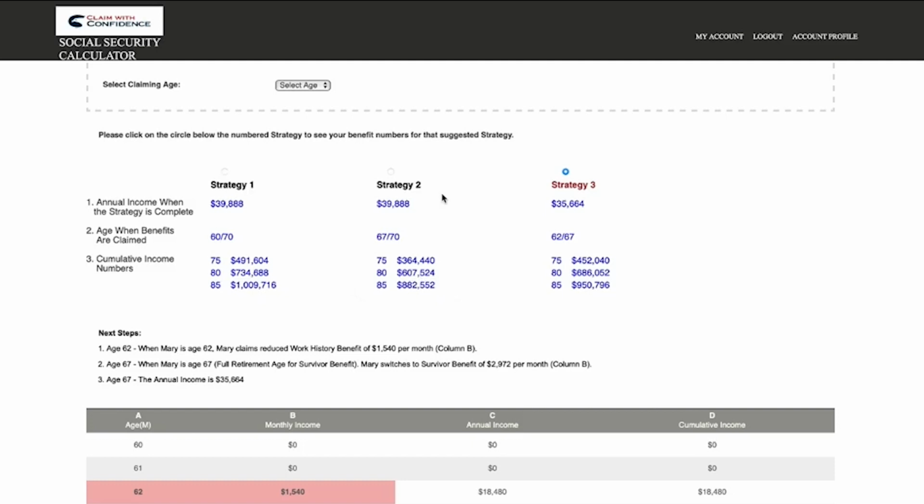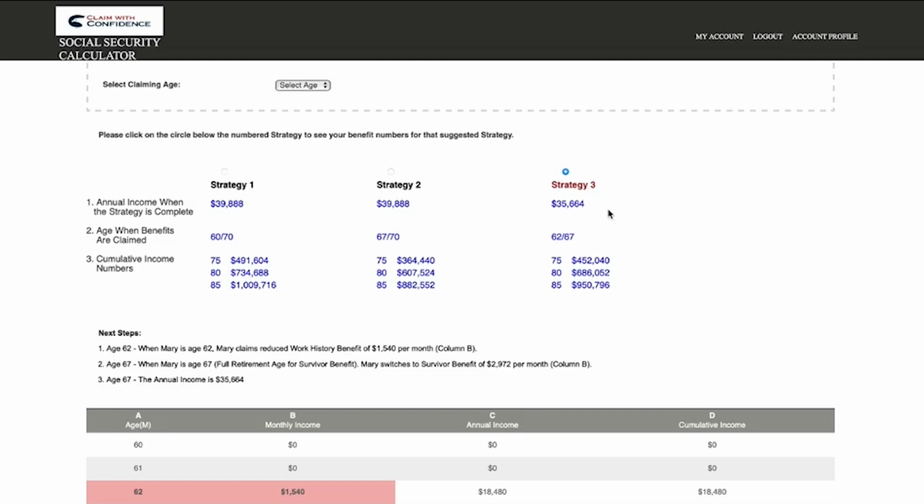whereas only $882,552 with strategy two. So, the reason that strategy two never exceeds strategy one is because Mary starts receiving her benefits at age 60 as opposed to waiting till age 67. But again, the one caveat is that if Mary continues to work at age 60, when she claims her survivor benefits, she would be subjected to that earnings test.